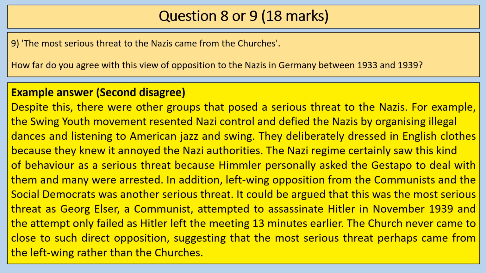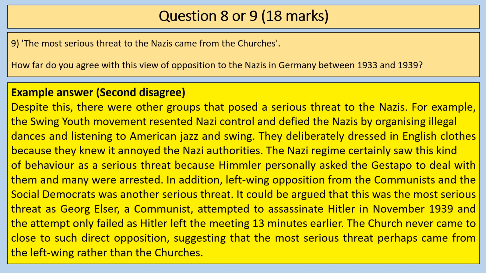Okay, so here we have our second disagree, which actually focuses on other opposition groups to challenge the argument that the most serious threat to the Nazis came from the churches. And to be honest with you, you could probably write a couple of paragraphs looking at the other types of opposition that existed during this time. But here we go, here's this one.